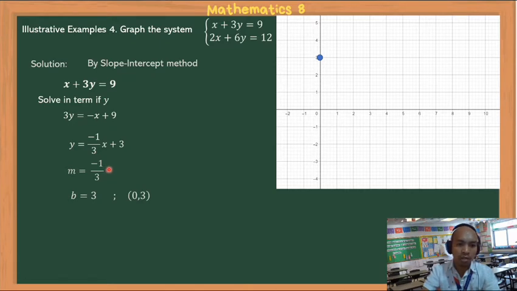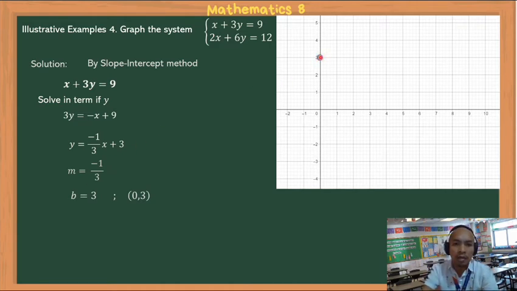Take note, the slope is rise over run. So in plotting this point, our reference is the origin. Now in finding the second point using the slope, we will start from our y-intercept. From here, our slope is negative 1 over 3. The rise is negative 1. Rise is the movement of the y-coordinate. Run is the movement horizontally of the x-coordinate.